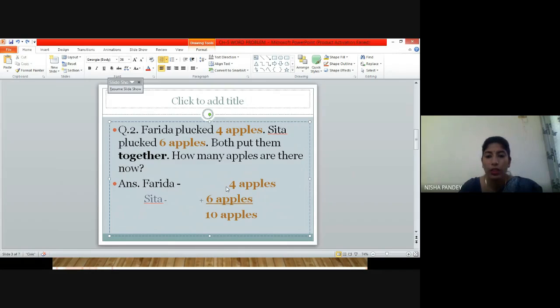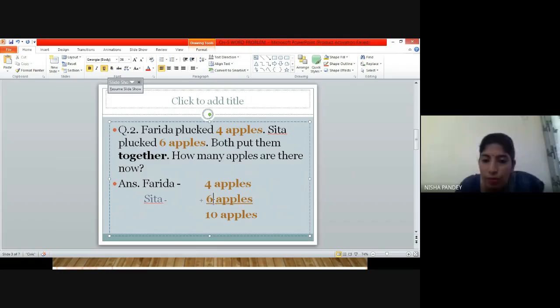Yes, I think it is shifted. So we'll write Farida and dash 4 apples. Okay. And then Sita, she plucked how many apples? 6 apples. And we'll put plus marks here, right? Plus mark means we have to add it.